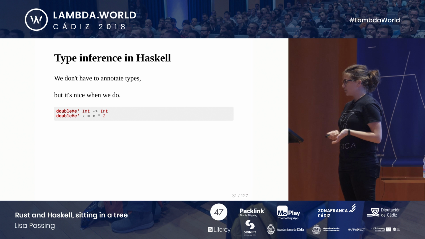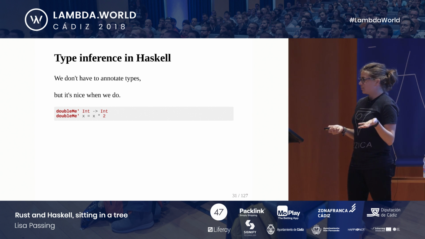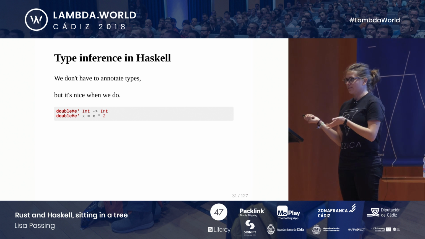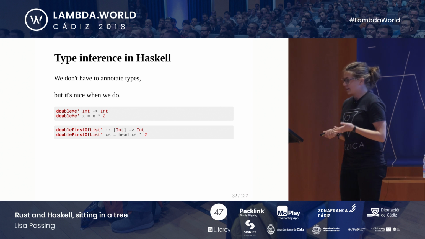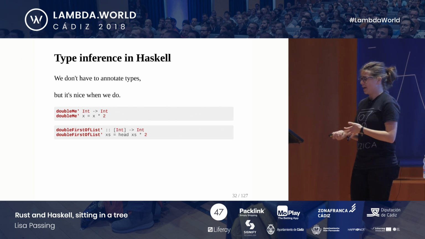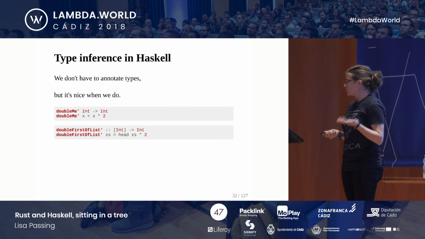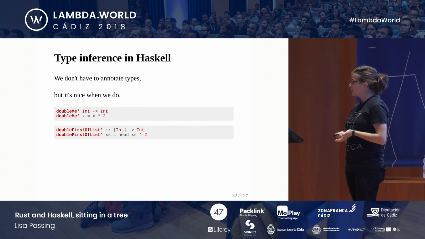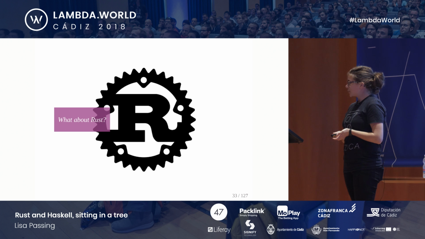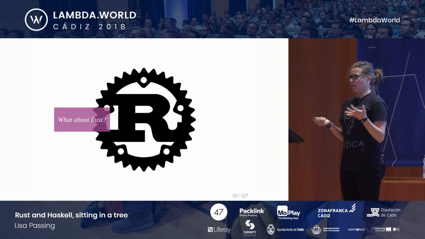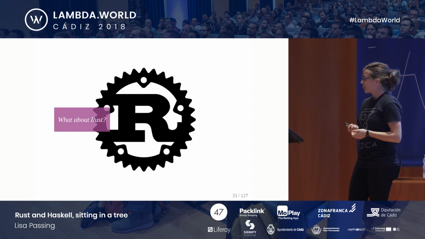And this is kind of nice. So we could say double me takes an int and gives an int back, and double first of list takes a list of int and then gives an int back. And this is nice. You kind of know what's going on. And this is actually enough to know all the things that we need to look at the Rust equivalent of this.